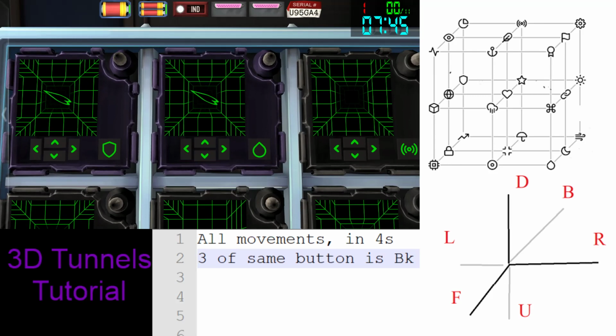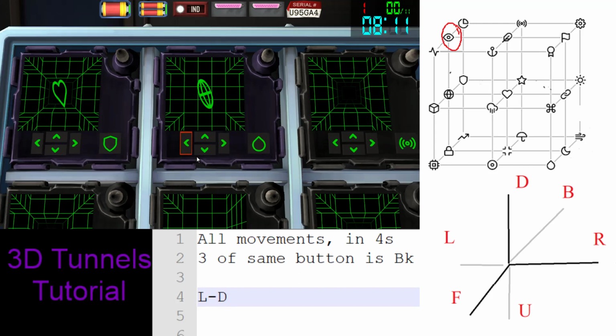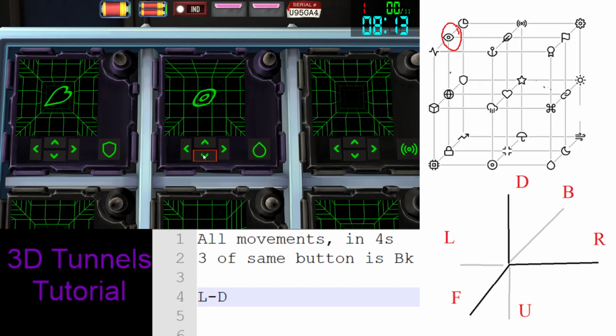Let's say I wanted to hit this eyeball. Well, this eyeball is in the left and down direction. So how am I going to get there? Well, I'm going to go left and down. Doesn't matter which order I do it in, but either way, that's going to take me to the eyeball. So let's say I'm going to do left, down. When I'm actually doing the module, I'm going to keep that in mind. I'm not going to write it, but left, down, takes me to the eyeball.